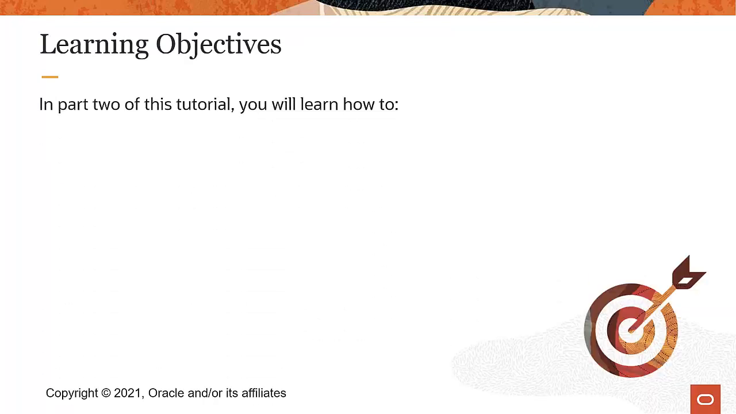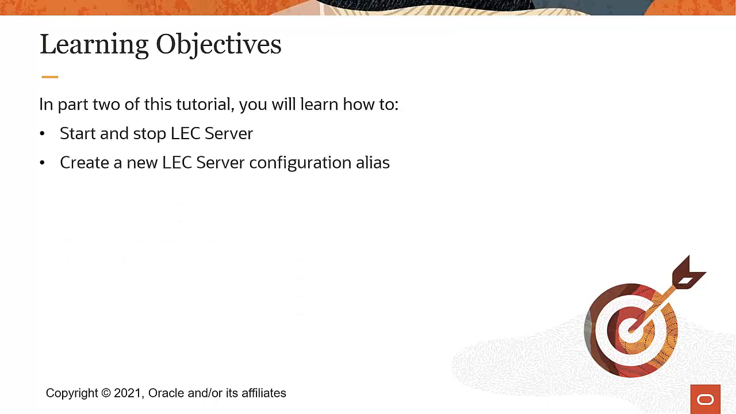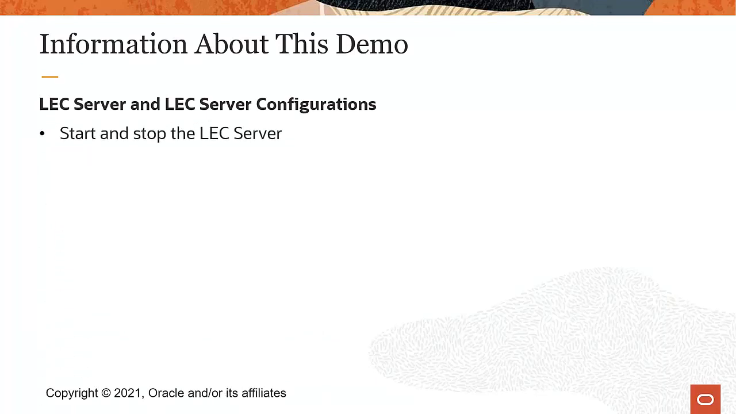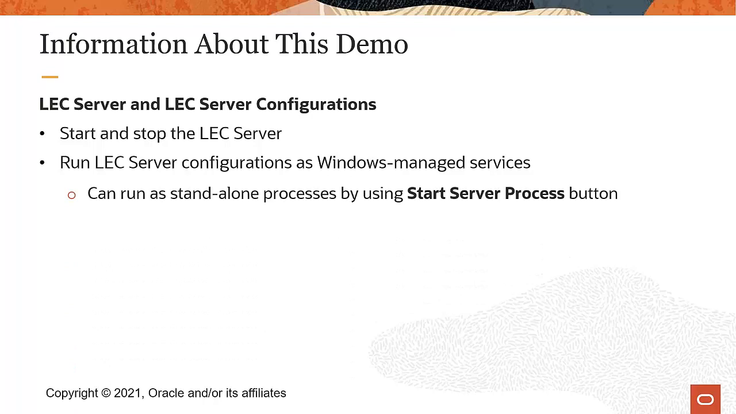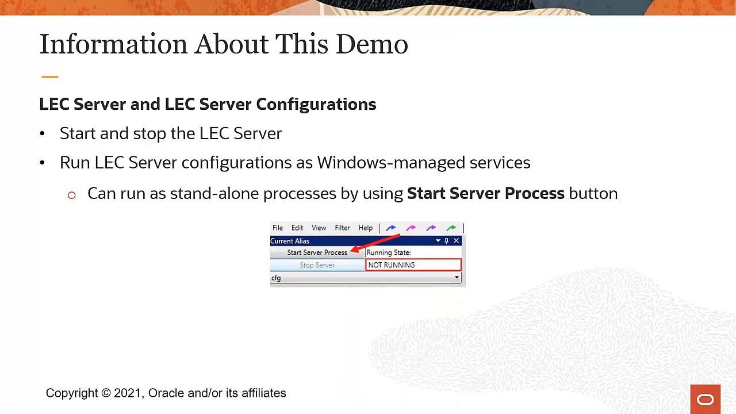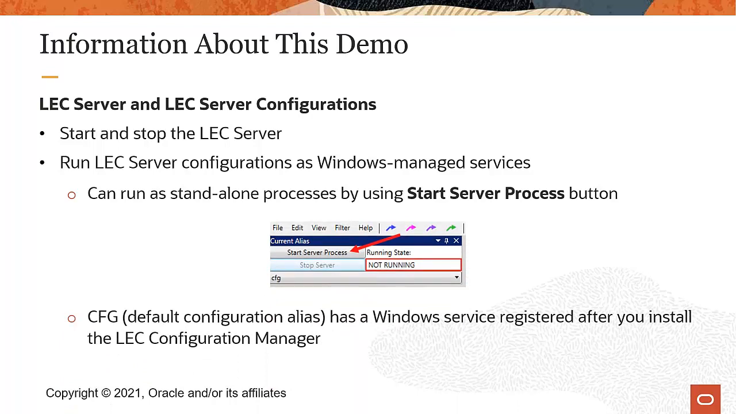In part 2 of this tutorial, I will show you how to start and stop the LEC server, create a new LEC server configuration alias, and adjust LEC server startup parameters. In this demo, I'll start and stop the LEC server. I'll also run LEC server configurations as Windows Managed Services. You can also run them as standalone processes by using the Start Server Process button. The default LEC server configuration alias called CFG already has a Windows service registered after you install the LEC Configuration Manager. I'll also be creating a new configuration alias.